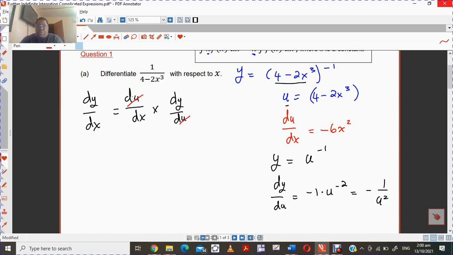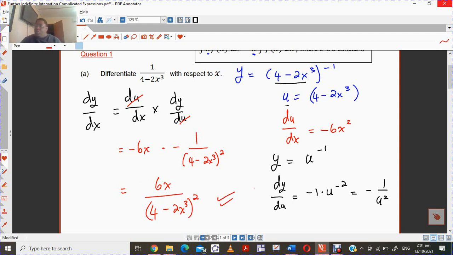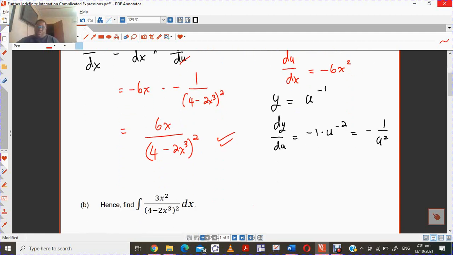Okay, anyway, we know what du dx is. du dx is nothing but minus 6x squared, and we know what dy du is. Well, that was nothing but -1 over u squared, but our u was nothing but 4 minus 2x cubed, all squared. Right, so you can clean this up, and this is going to give us a negative and a negative. Well, it's just going to give us 6x squared on top all over 4 minus 2x cubed all raised to the power of 2. All right, so this is the derived function. This is where we have to end with that particular question.